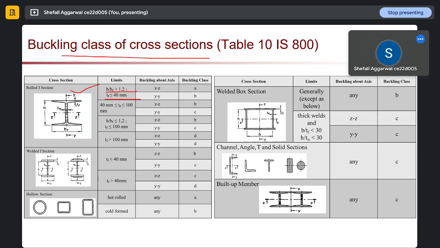In a similar way, for all the elements, there is a different ratio, an axis along which the buckling will be maximized, and a different buckling class along that section. Okay. Next is the welded section. For welded section, again TF limits are given. Based on the TF limit, we tell what our buckling class of the welded section should be. Similarly, we can have it for polar section, welded box section, channel section, T section, solid section, and many built-up members. Okay.